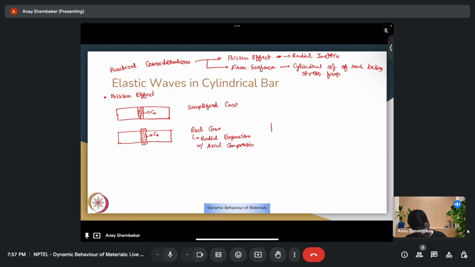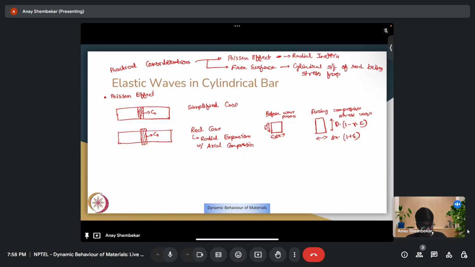So suppose my diameter was D and section length was delta x, then before the wave passes, and then there is a change in shape during the compressive stress wave. This would change to delta x into 1 plus epsilon. This will change to D times 1 minus nu epsilon.